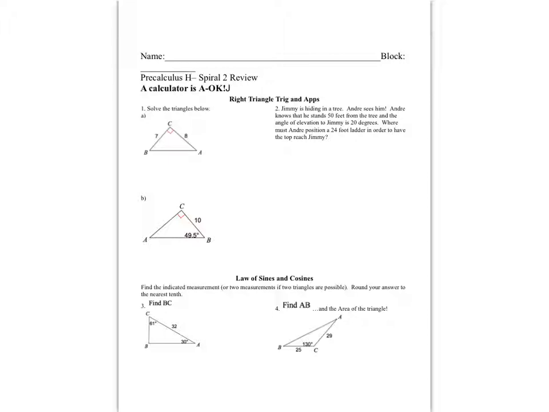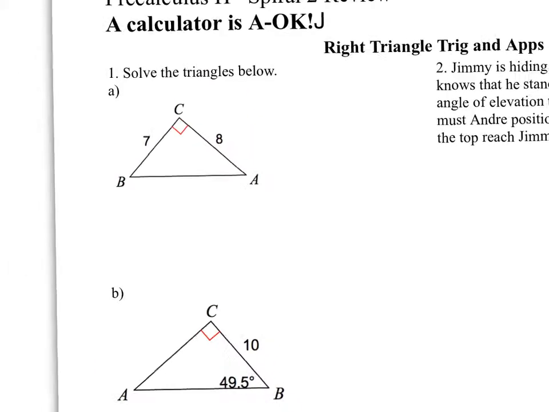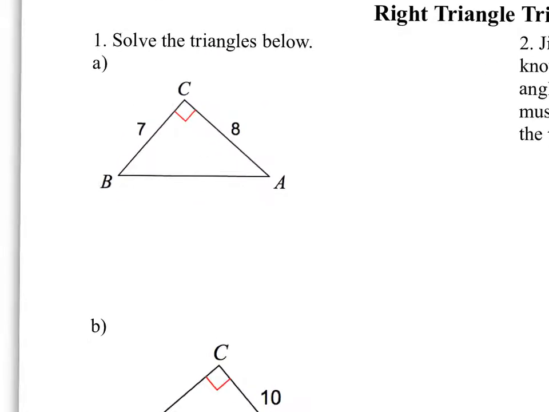The formatting is going to be a little wonky just because we are looking at a Word document here, and this should be a little bit easier to read because I'm not using my phone today, which is nice. First up, let's talk about right triangle trig. We've got to solve the triangles below. In other words, we've got to find all sides and all angles.